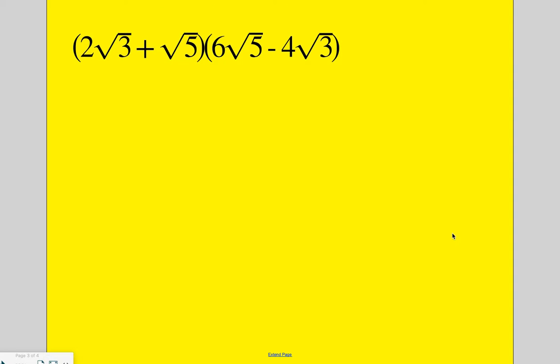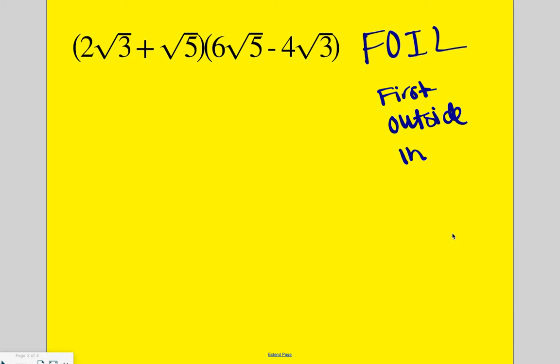So this last problem, we need to FOIL. So we're back to multiplying binomials. So remember, we do first, outside, inside, last. So let's do first. So we'll take our first one in each of our binomials and multiply them.